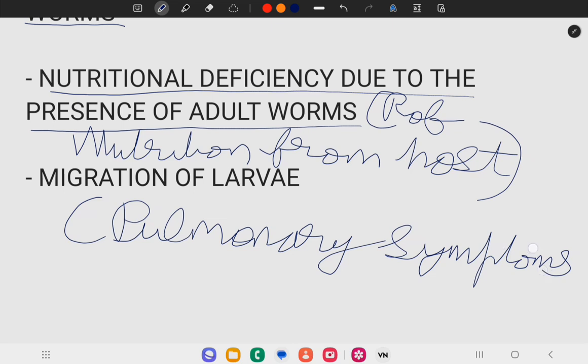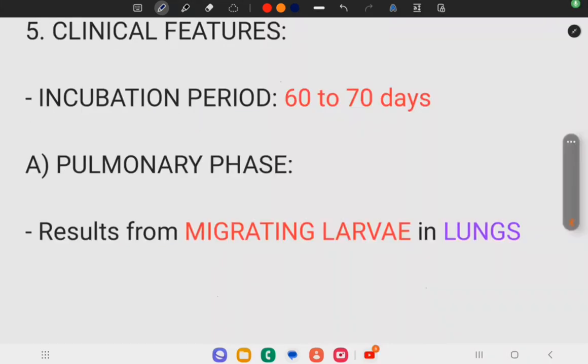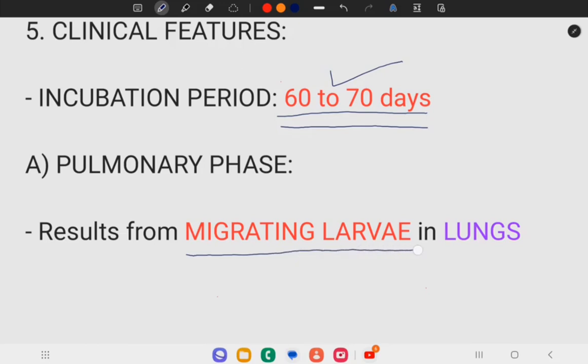We are done with pathogenesis. Next, I will discuss the clinical features. Incubation period is 60 to 70 days, and the pulmonary phase results from migrating larva in the lungs.